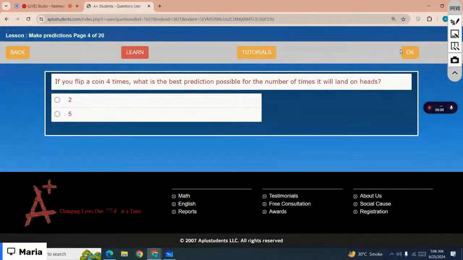If you flip a coin 4 times, what is the best prediction possible for the number of times it will land on heads? Which is the correct option? The correct option is option number 1. Only 2 chances it will land on heads.